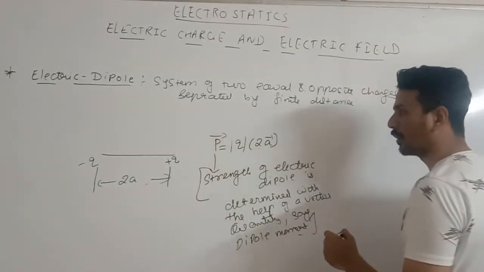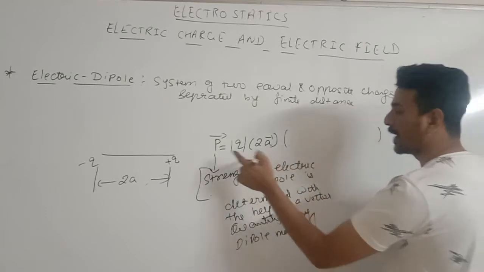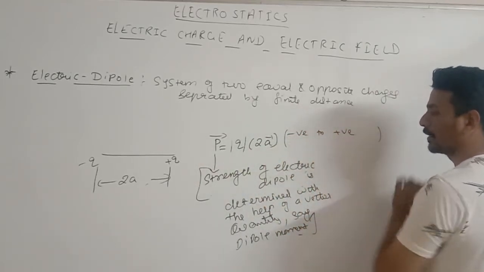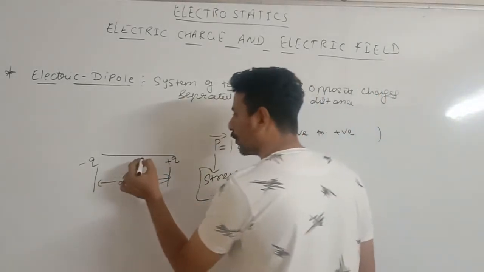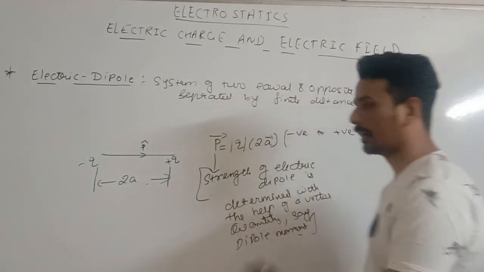As it is a vector quantity, we need to assign the direction, and the direction of dipole moment will always be from negative to positive. It will be from negative to positive. As you can see in the diagram, there is a dipole, and this will be the direction of dipole moment. Clear?